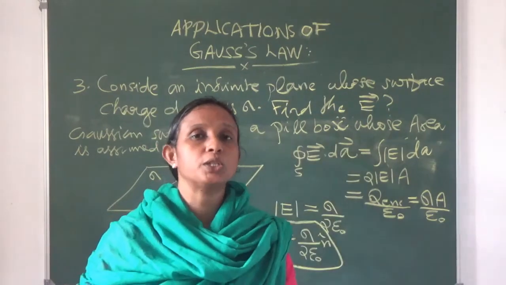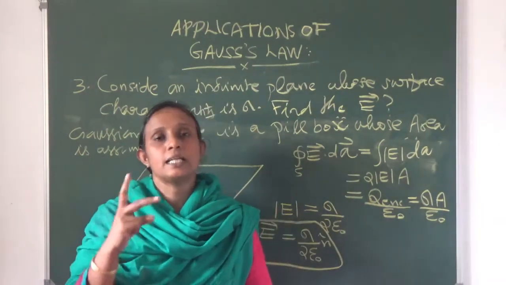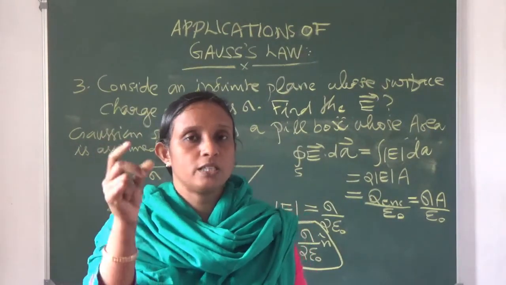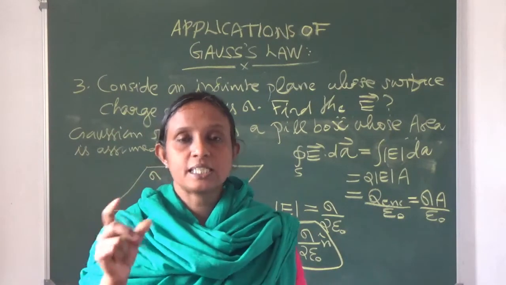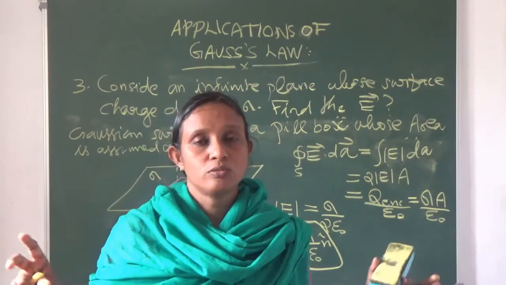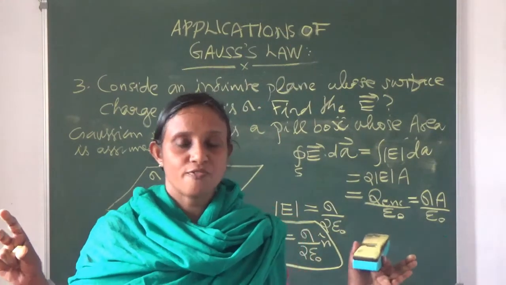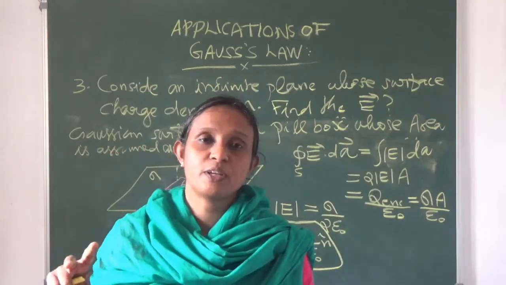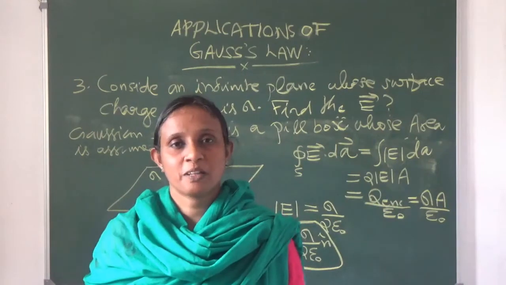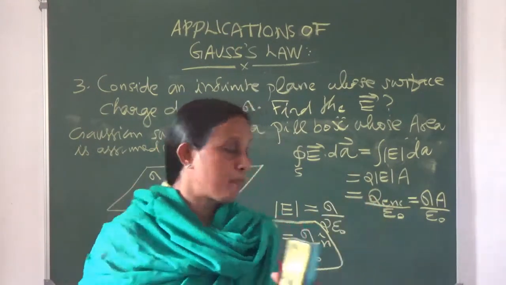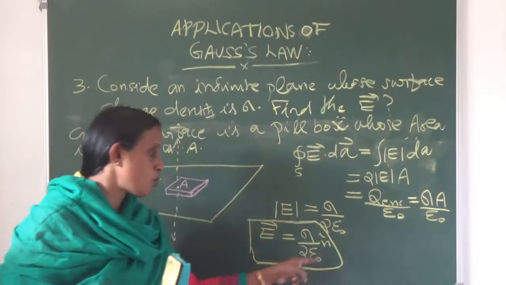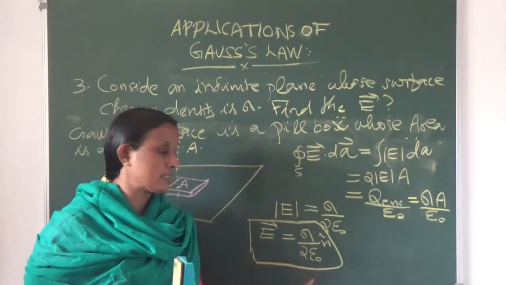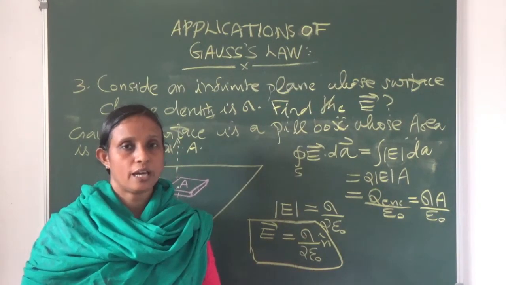Okay, so as an application of Gauss's law, we discussed here three types of symmetry. For spherical symmetry, we assumed a uniformly charged solid sphere. For cylindrical symmetry, we assumed an infinitely long wire, and in this case we assume an infinite plane sheet. If the plane sheet is infinite, there is no dependence on where we have to find the electric field. Okay, it's a constant, sigma by 2 epsilon 0 n cap.